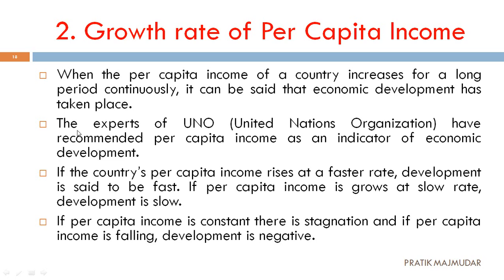Next, if the country's per capita income is rising at a faster pace, then there is development. But when it is rising at a slower pace, development is slow in that particular country. So there is a direct relation between these two. If per capita income is constant, then there is stagnation, and if the per capita income is falling, there is a negative impact. If income is falling, that will be considered a negative impact on the economy.